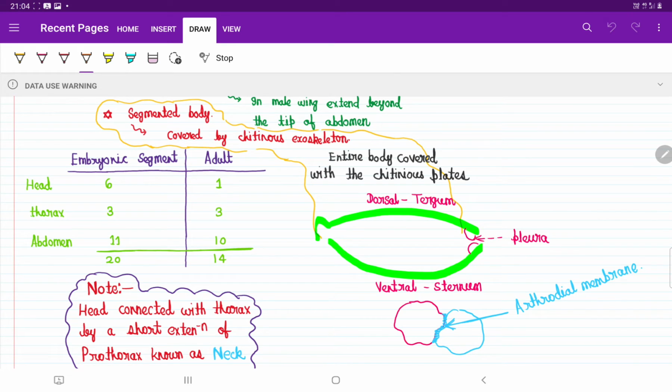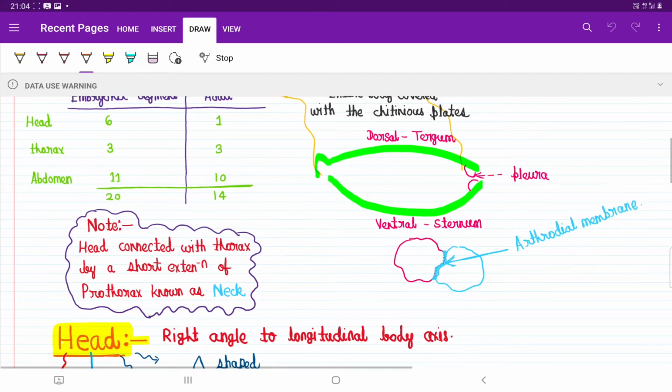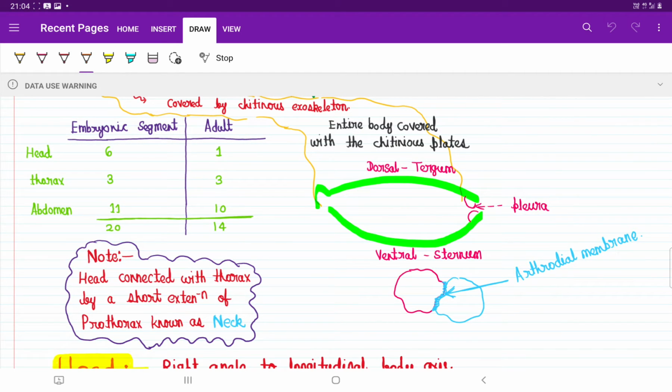That's why our cockroach can survive in quite resistant, quite adverse conditions. Their body is covered by chitinous plates, and all these chitinous plates are called sclerites. The chitinous plates are called, students, sclerites. Now these sclerites are of three types.